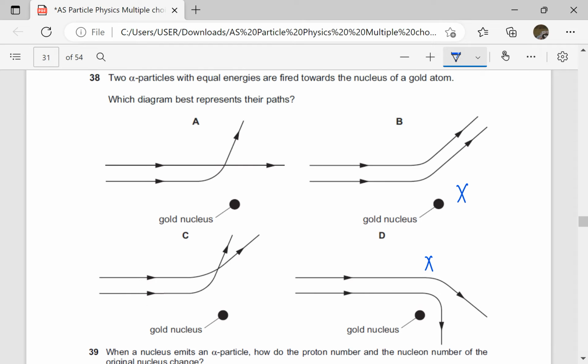Now we have two options, A and B. A is showing that this does not experience any deflection, yet it is close to the nucleus. Therefore, our answer is going to be C, because the one which is closest is undergoing a larger deflection than the other one, but still there is a deflection. So our answer is going to be C rather than A, because we can't say that this one does not undergo any deflection, even though it is relatively far from the nucleus.